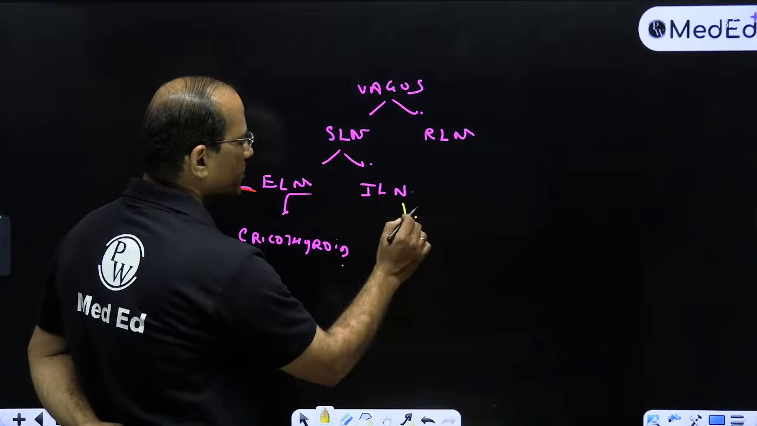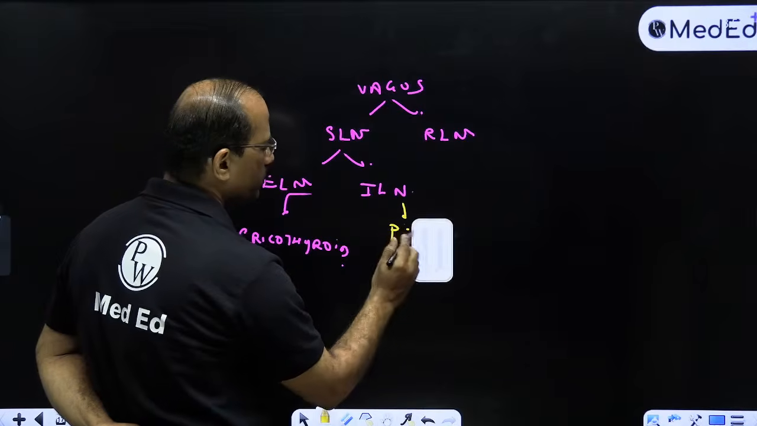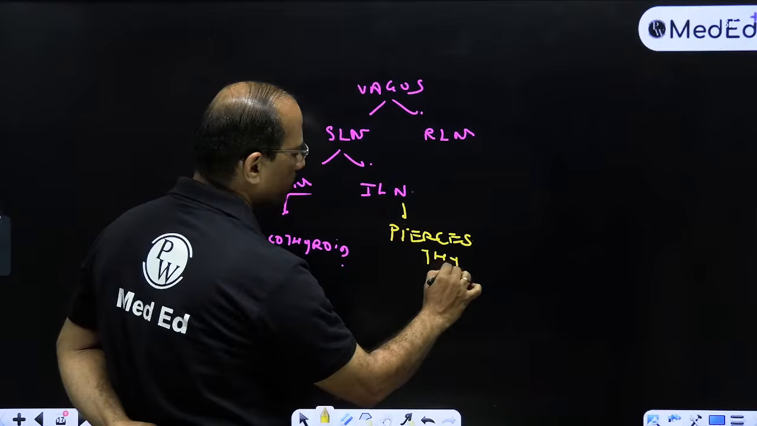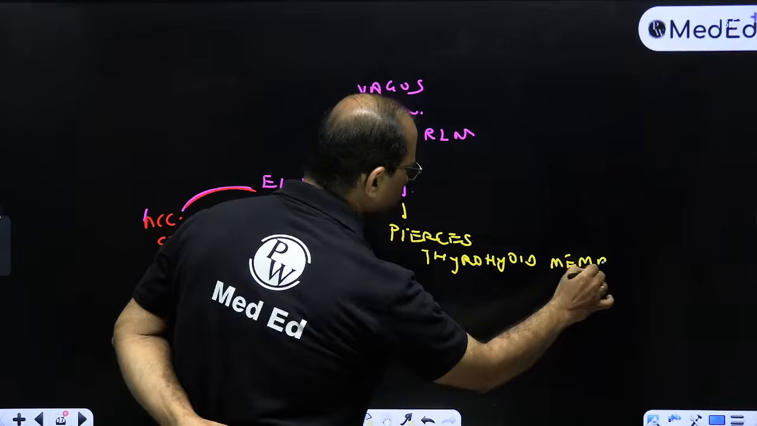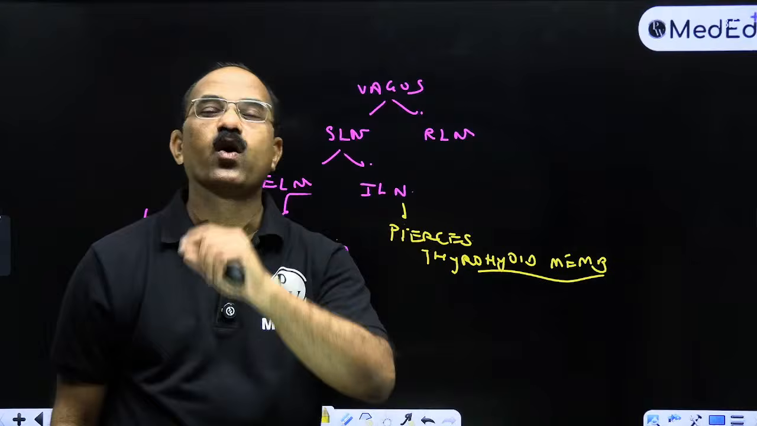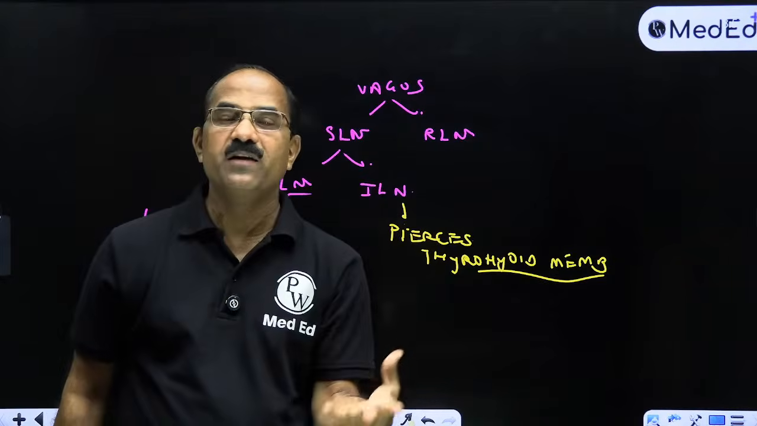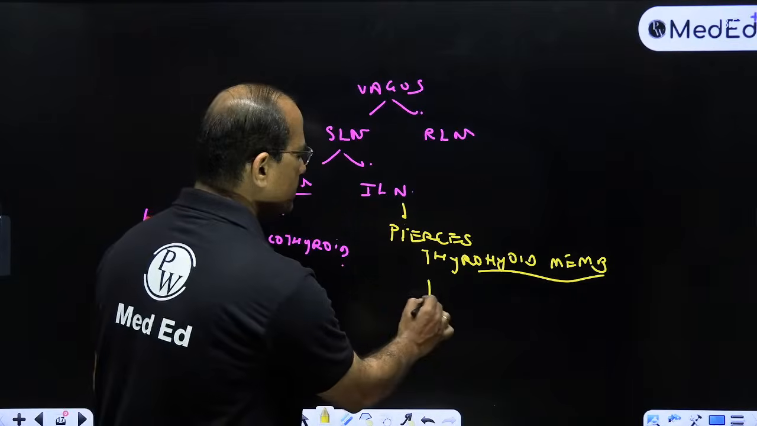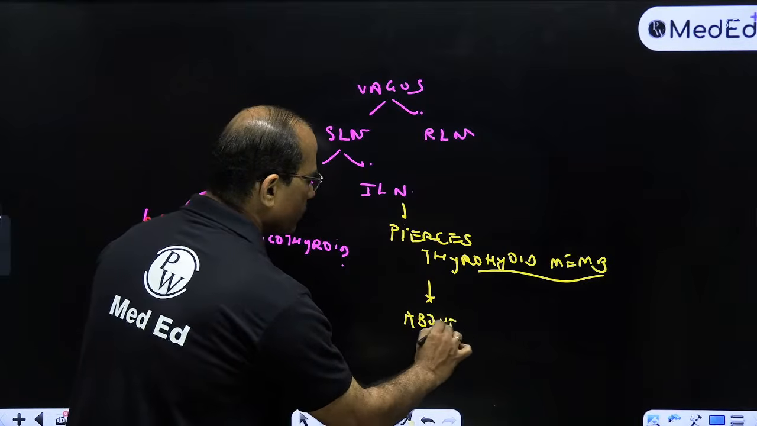Internal laryngeal nerve बोल सकते हो. Internal laryngeal nerve pierces, pierces बोलो, the thyrohyoid membrane. Thyrohyoid membrane याद रखना, बहुत important है. Take this from me. Internal laryngeal nerve along with the superior laryngeal artery pierces the thyrohyoid membrane and it supplies the sensory supply above the vocal folds. Supplies the larynx above the vocal cords.